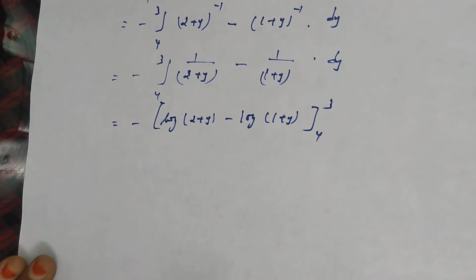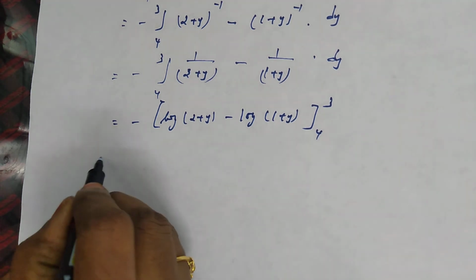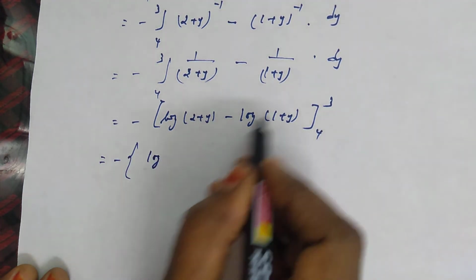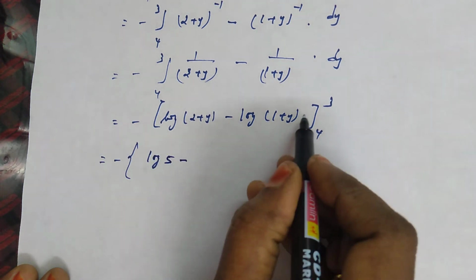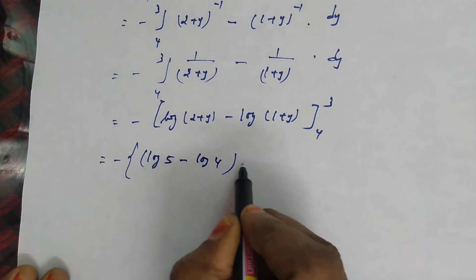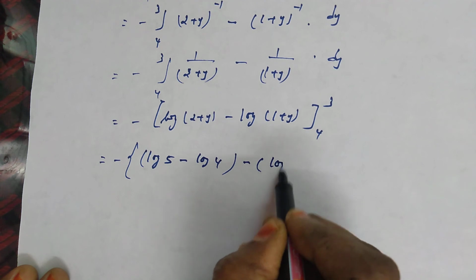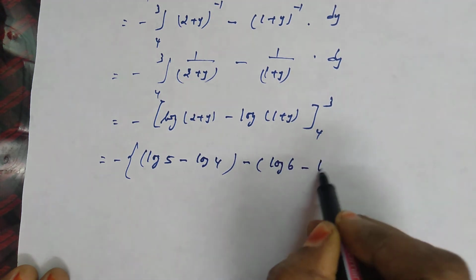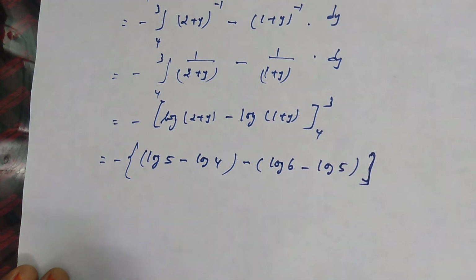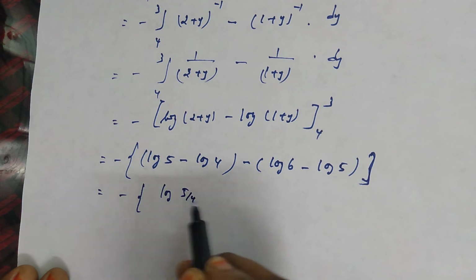Now we are going to apply the limit. Here the upper limit is 3 and the lower limit is 4. When you apply the upper limit, 2 plus 3 is 5, so log 5, minus 1 plus 3, 4, so log 4. This is our upper limit. Minus the lower limit, which is 4: 2 plus 4 is 6, so log 6, minus log of 4 plus 1, which is 5. So now, with the minus outside, this can be written as log 5 by 4.